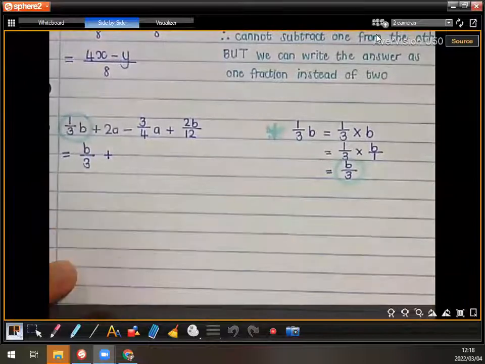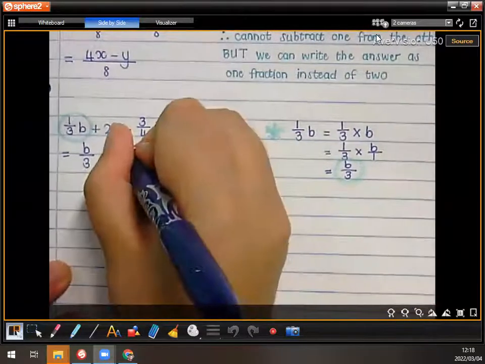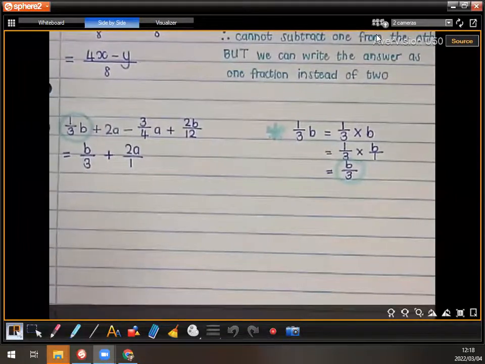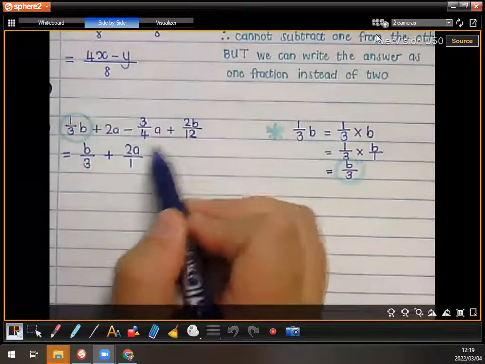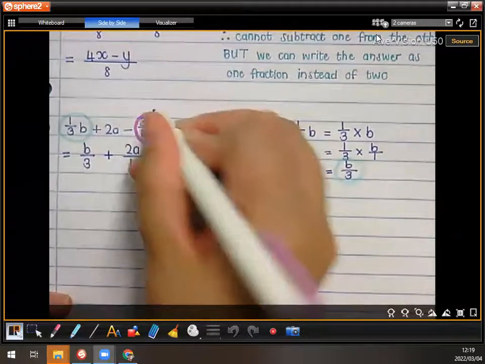Okay, guys, what about 2a? How can I write that as a fraction? Yes, 2a over 1. 2a over 1, just like we did with numbers, right? If we just were adding a 2, we would say let's write that as 2 over 1. Same thing.